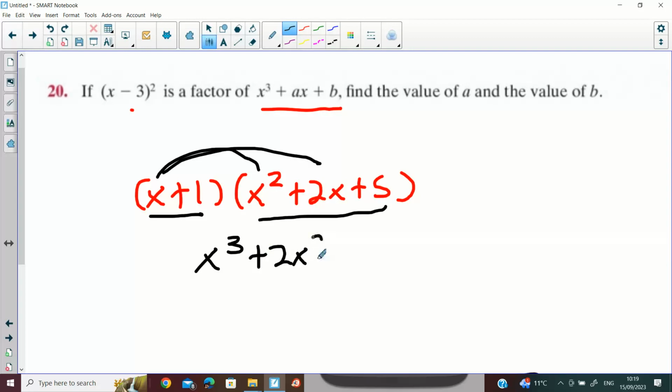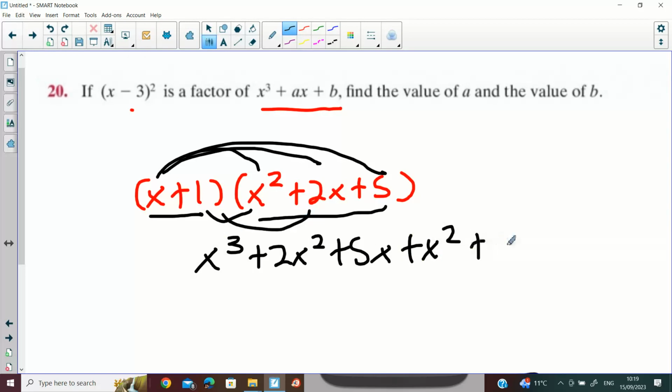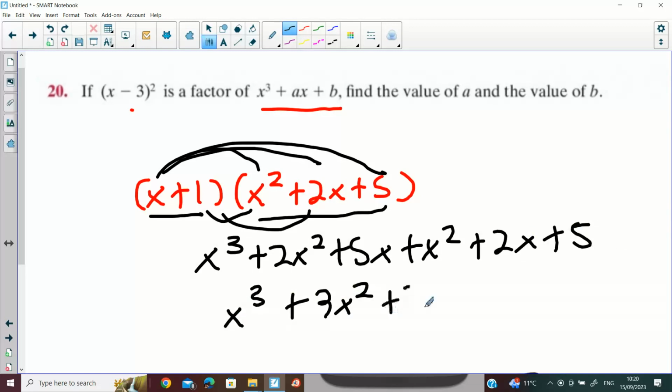Agreed? When you multiply a linear by a quadratic, what do you get? You get a cubic. How do you know you get a cubic? See the way I'm just multiplying this out at the moment? A linear by a quadratic forms a cubic, and this cubic will be x cubed plus 3x squared plus 7x plus 5. All agreed that a linear multiplied by a quadratic gives me a cubic?